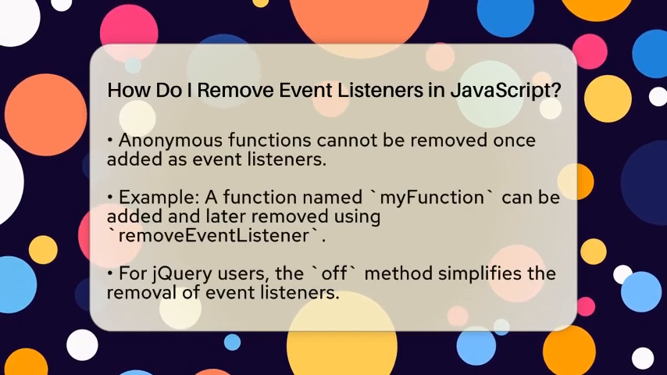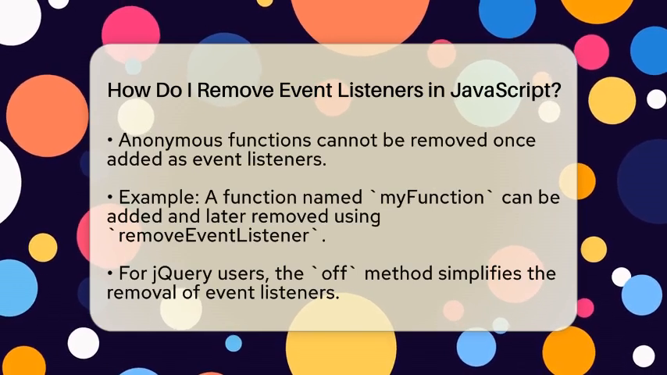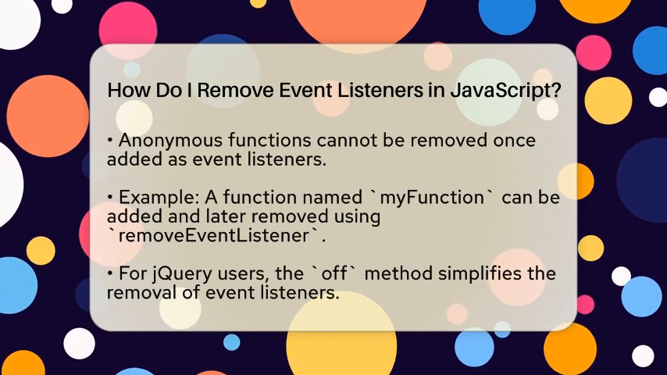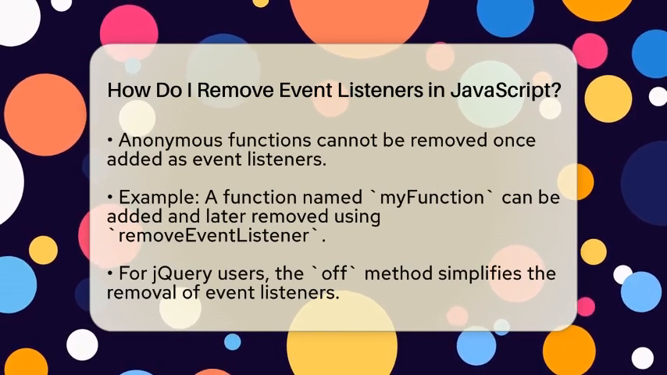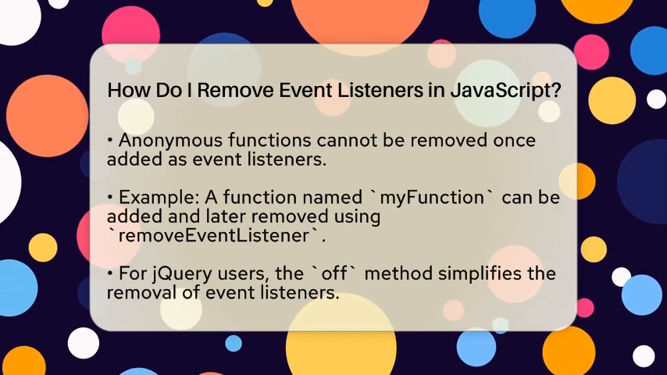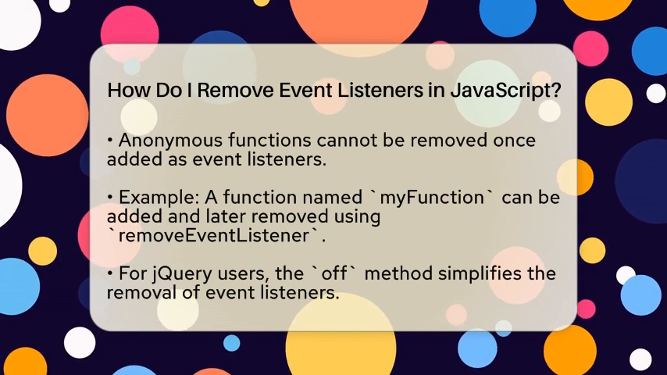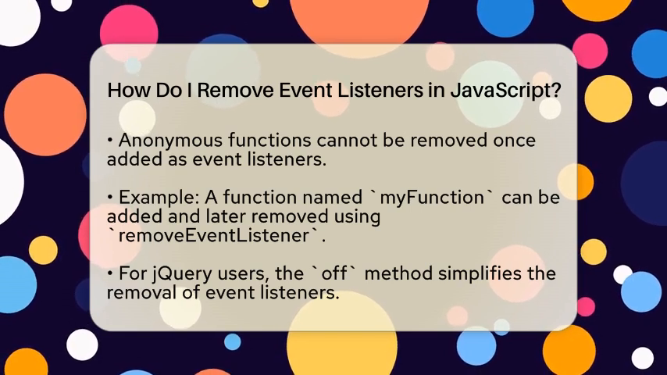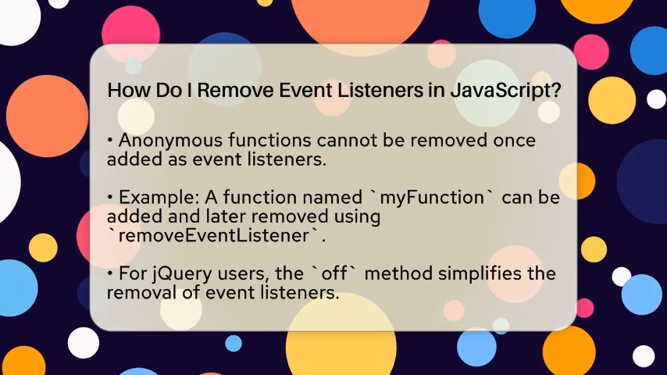First, you can use the method called removeEventListener. To remove an event listener, you need a reference to the function that was originally added. This means you cannot remove an anonymous function after it has been added. For example, if you have a function named myFunction that logs a message when an event is triggered, you can add it as an event listener. Later, you can remove it using removeEventListener.